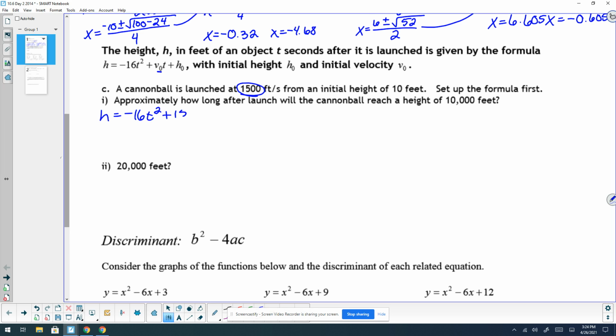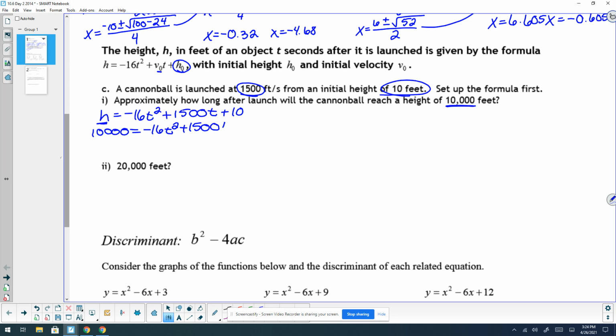Instead of V0, then I'm going to write 1,500t. And it says an initial height of 10 feet. So instead of H0, I'm going to do plus 10. Set up the formula first. That's what we just did. Approximately how long after launch will the cannonball reach a height of 10,000 feet? Well, 10,000 is going to go in for this H. So I have 10,000 in for H.